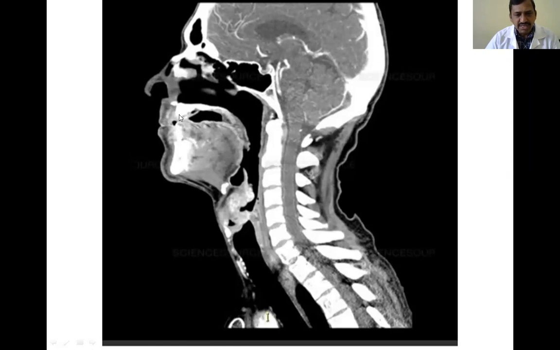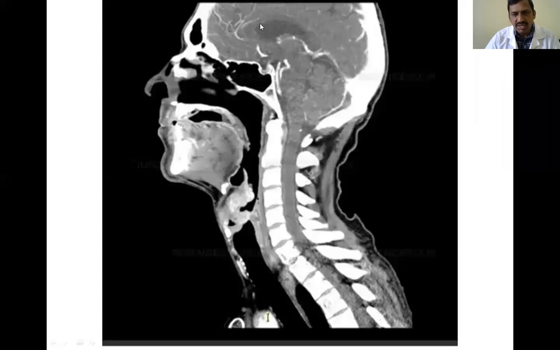And these are the teeth. This is the maxilla, and this is the nasal cavity. This is the vestibule, antrum, and nasal cavity proper. And this part is the nasopharynx. And this is the laryngopharynx. And this is the oropharynx. And this is the laryngopharynx.